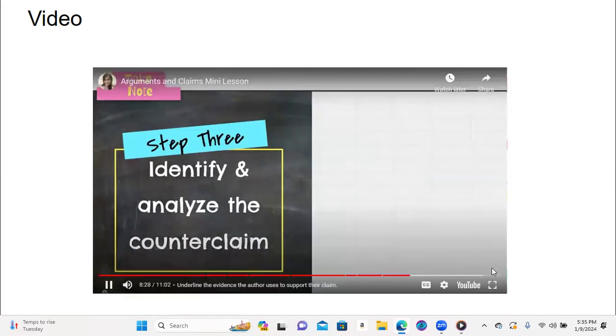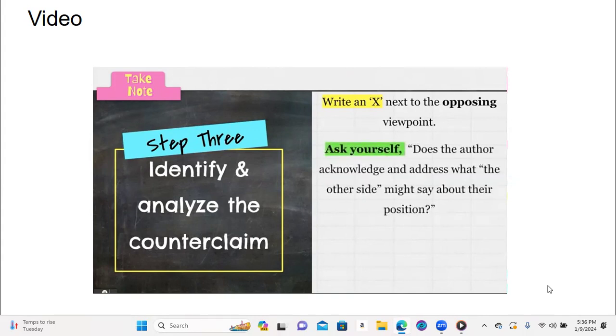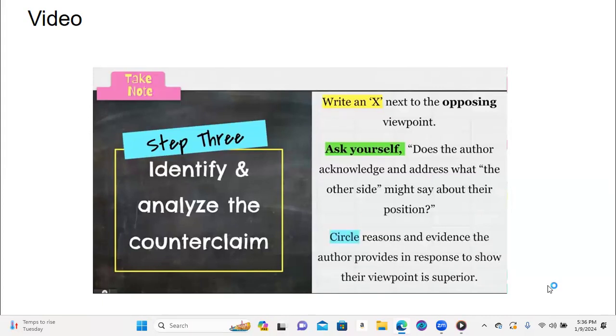Step three, identify and analyze the counterclaim. So remember, counterclaim is what's the opposite viewpoint. So when you see the opposite viewpoint, you're going to write an X. That's a little signal for us to know that's the opposing viewpoint. And ask yourself, does the author acknowledge and address what the other side might say about their position? And then circle reasons and evidence the author provides in response to show their viewpoint is superior. So you're going to circle the rebuttal.